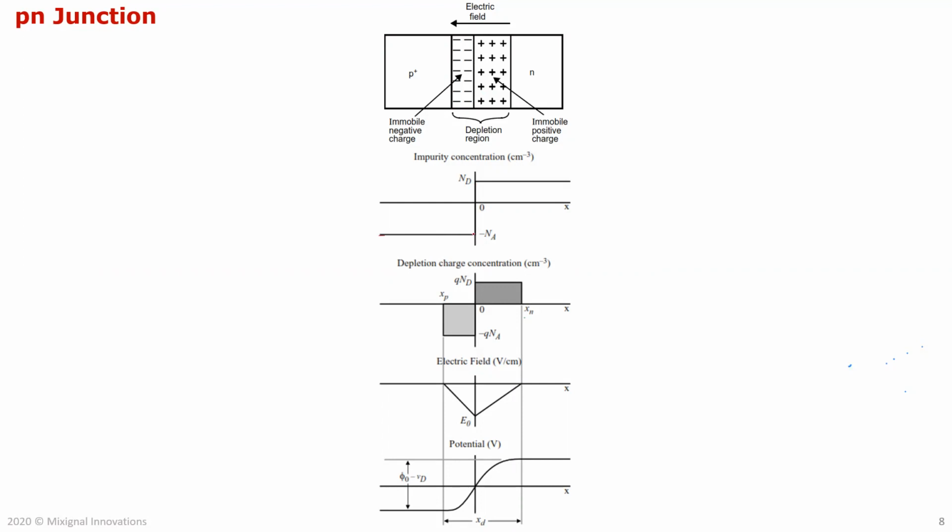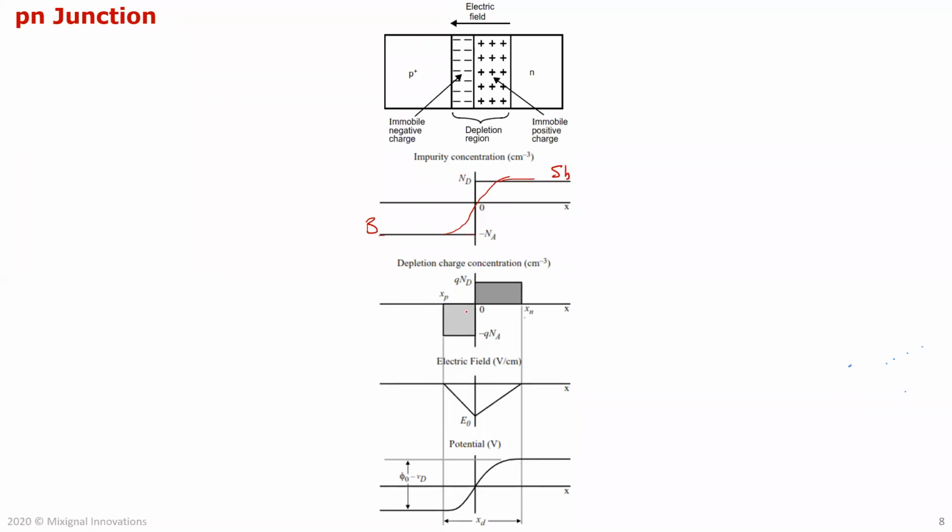This is the concentration of your acceptor ion. So for example, this is boron, this is, let's say, antimony. That's the concentration it's showing. Now, typically they are never this abrupt. You have to have some gradation because it creates physical problems.